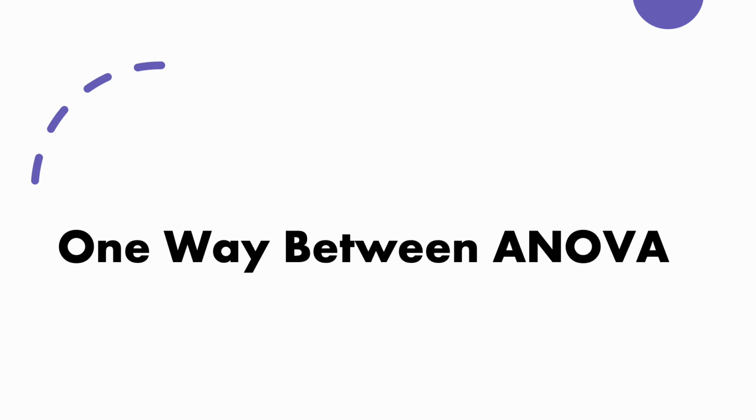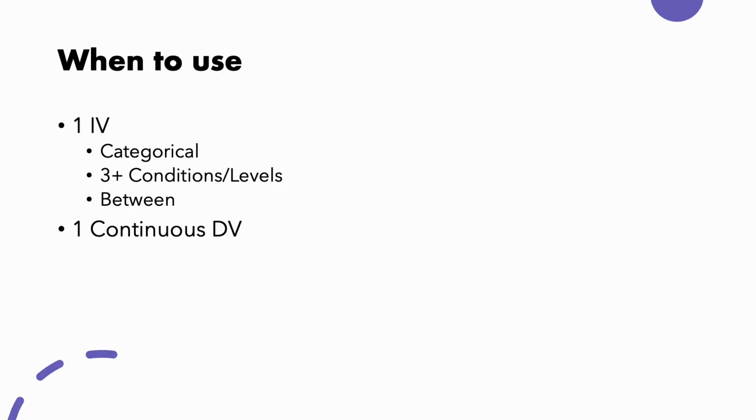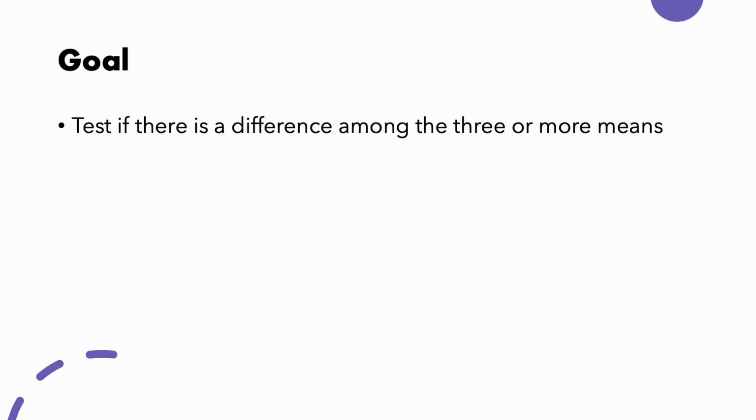Let's do the one-way between ANOVA analysis. When do we use the one-way between ANOVA? We have one independent variable, it's categorical, with 3 or more conditions or levels, and it's a between design with one continuous dependent variable. What is the goal? To test if there is a difference among the 3 or more means.